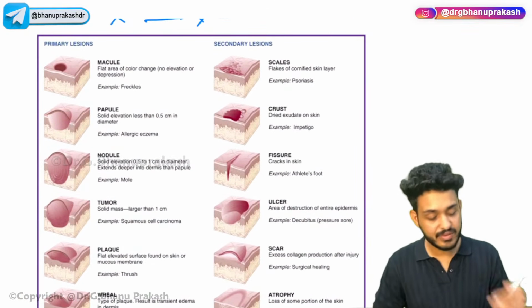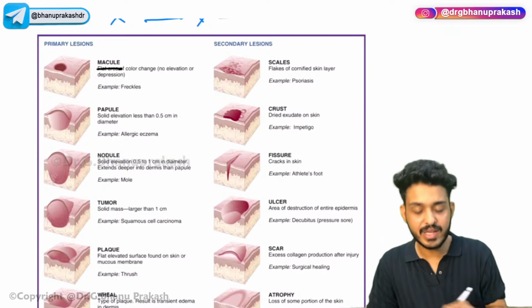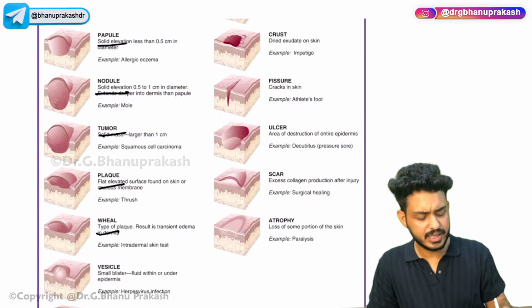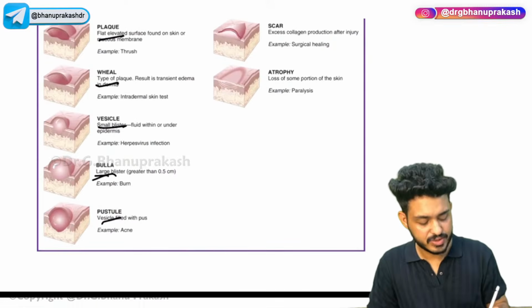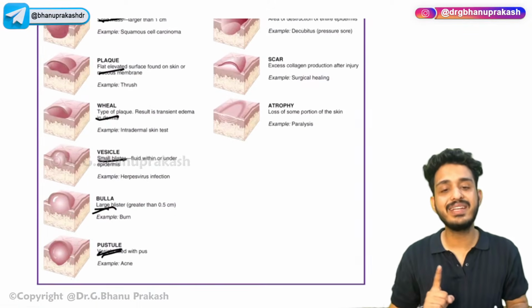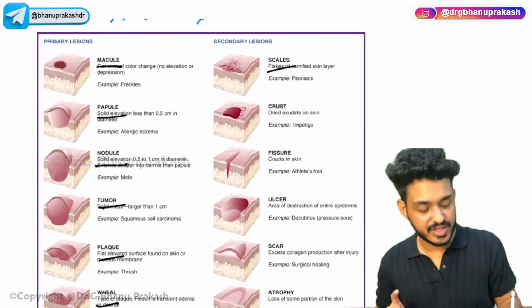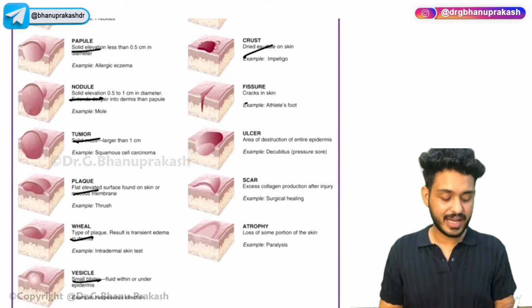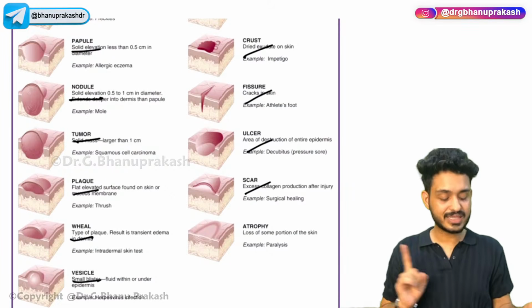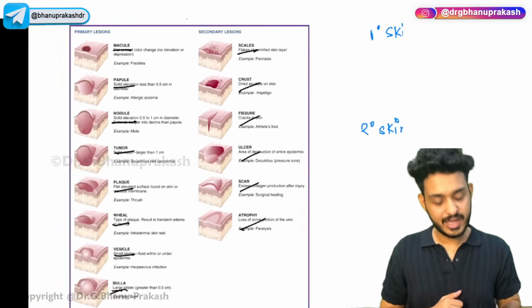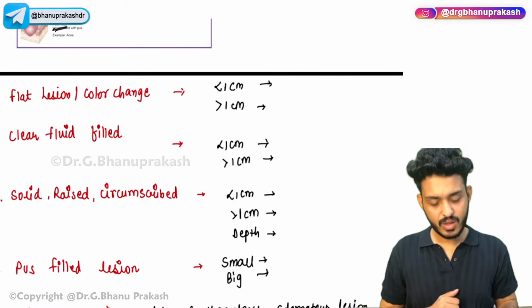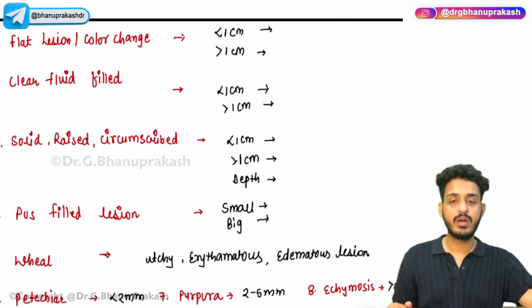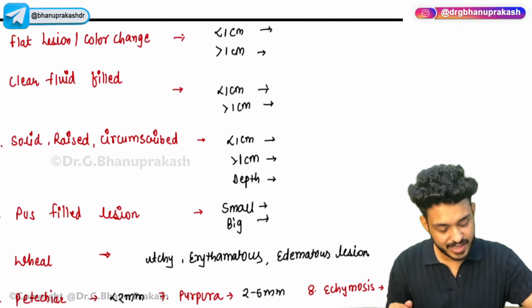Let's see one by one and understand what these lesions are. We have macule, papule, nodule, tumor, plaque, wheal, vesicle, bulla, pustule. All these are your primary skin lesions. Secondary skin lesions are scales, which we have already discussed, then crust, fissure, ulcer, scar and atrophy also. Let's see one by one how they are differentiated, on the basis of size.